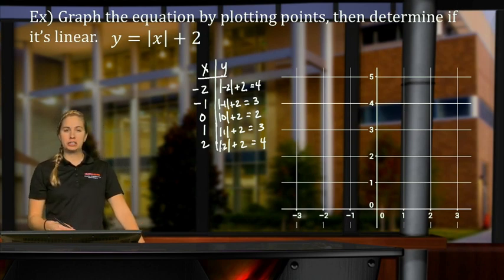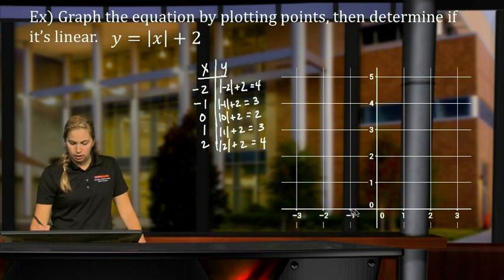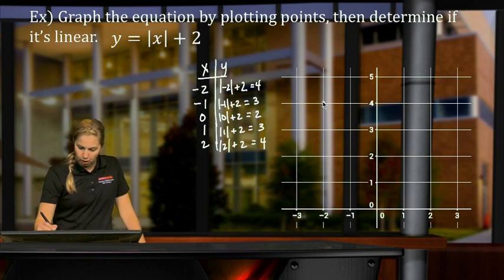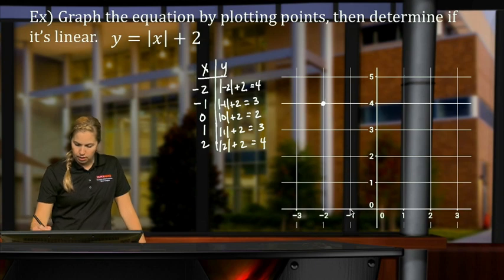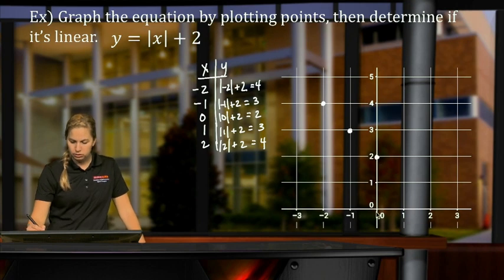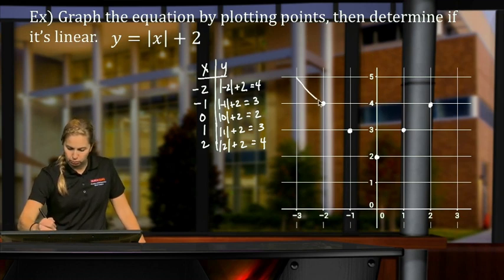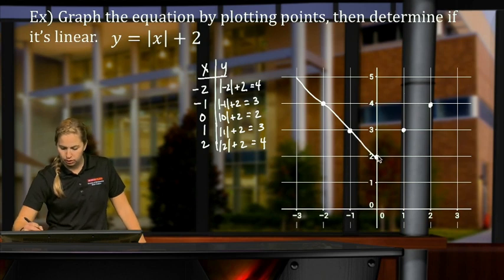Again, now that we've completed our table of values, this has generated 5 ordered pairs that we can graph. -2, 4. -1, 3. 0, 2. 1, 3. 2, 4. And we see when we connect those points that we end up with a graph that looks like a V.